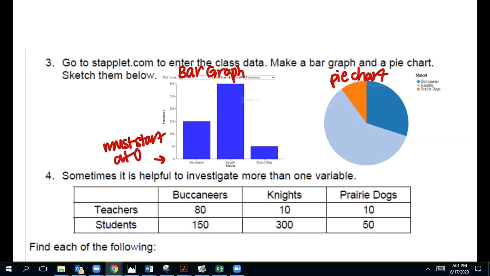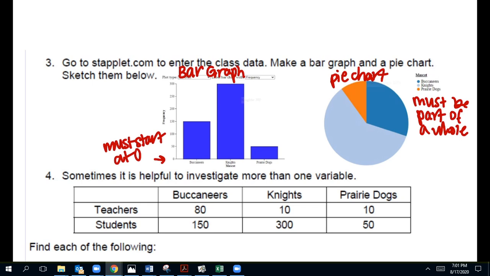And then a pie chart, it must be part of a whole. So it makes a whole pie. It's got to add up to 100% for that to work. You can't choose more than one mascot and be represented by pieces of the pie that way.